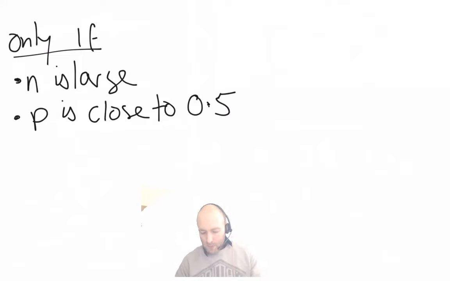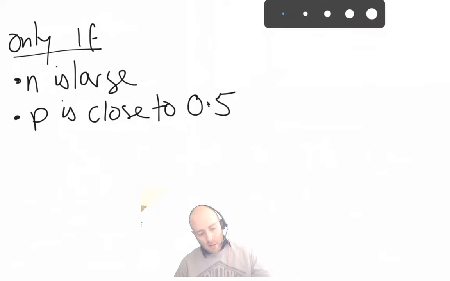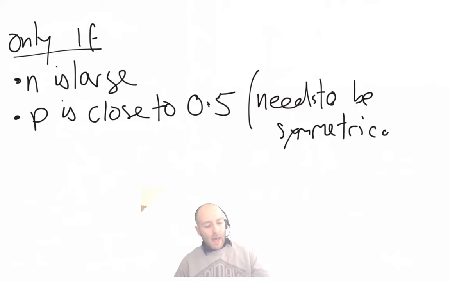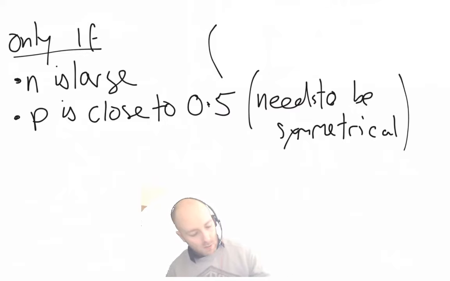Okay then, and that's because it needs to be symmetrical. And n is large because it needs to come close to a continuous variable.